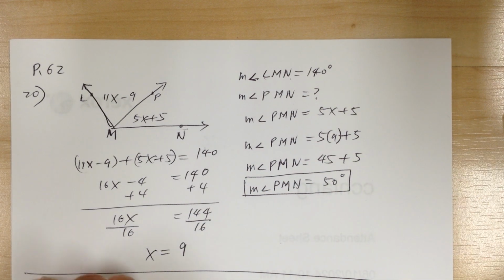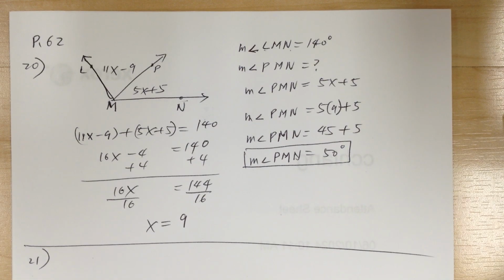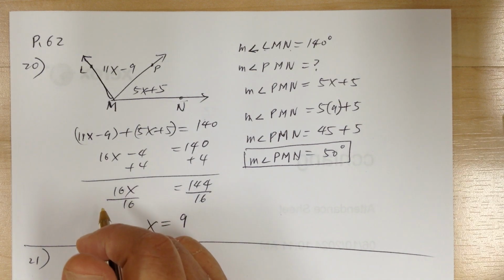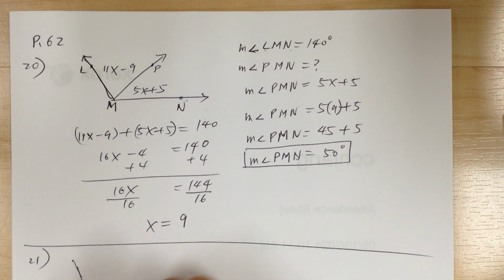Okay, number 21. It says VZ bisects, so let's go and do this. So VZ bisects UVW. So sometimes you have to read the statement carefully to draw the picture. And this bisects, that means these two are congruent.